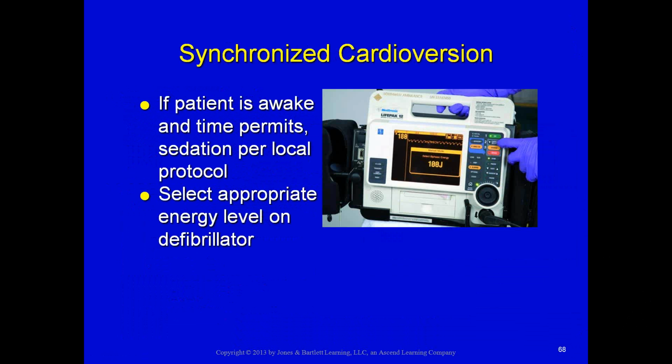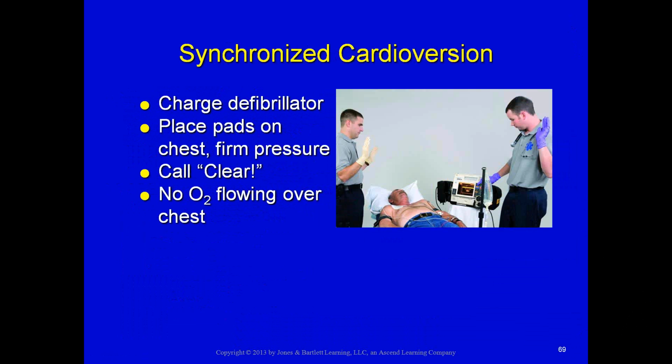If the patient is awake and time permits, sedate them, and then you have to select the appropriate energy level. And to keep it simple, for narrow, normal width QRS complex tachycardias, we start at 50 joules. And for wide, abnormal QRS tachycardias, we start at 100. And the reason for that is wide, abnormal QRS complex tachycardias are more lethal and they are harder to convert. So we start with a little higher energy level. You charge the machine, you tell everybody to stand back.